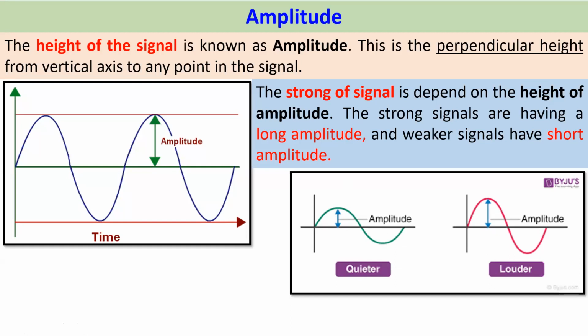These features are very important to learn about the transmission medium. That's why I introduced these properties to you. Now you can write these things on the screen. First, write down amplitude, which is the subtopic here. Under amplitude, write down this sentence: the height of the signal is known as amplitude. These two lines. Then draw this diagram.